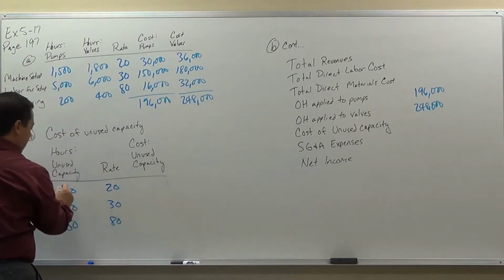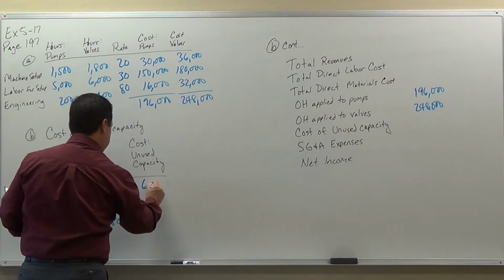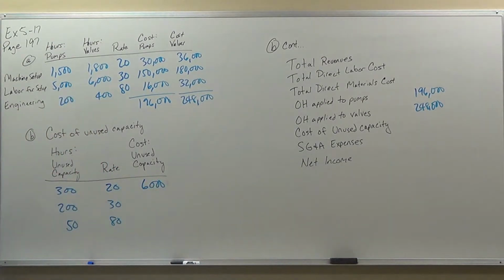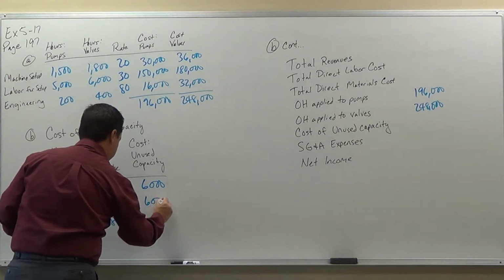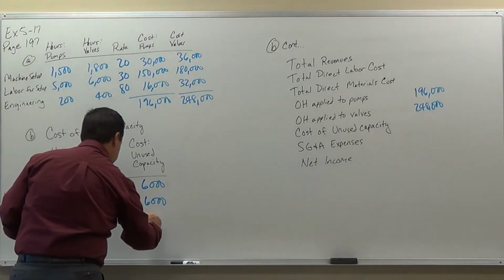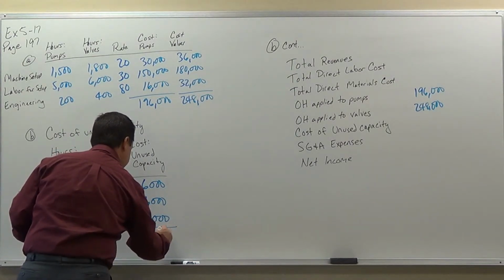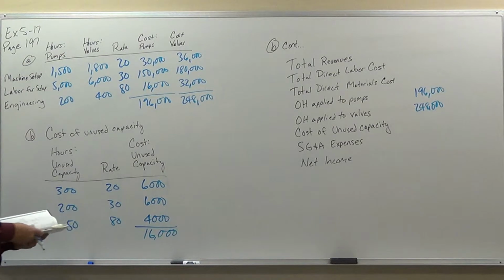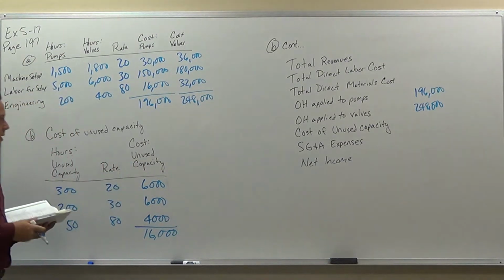So I have the 20 times the 300. The 20 times the 300 gives me 6,000. Then my 200 times the 30 gives me another 6,000. And then my 50 times the 80 gives me 4,000. I total all that up, and that looks like 16,000. That gives me my total cost of unused capacity here.